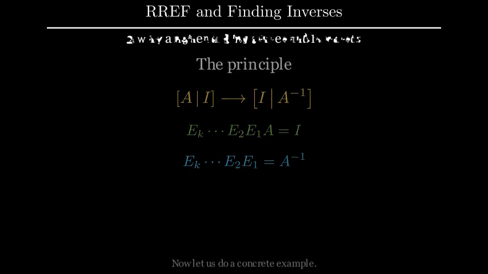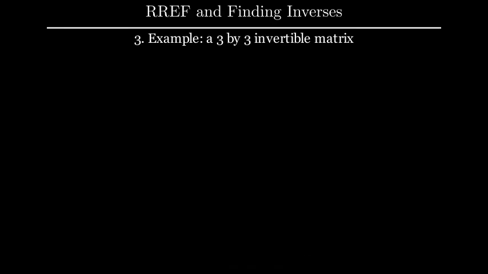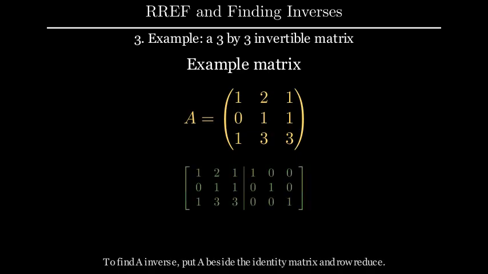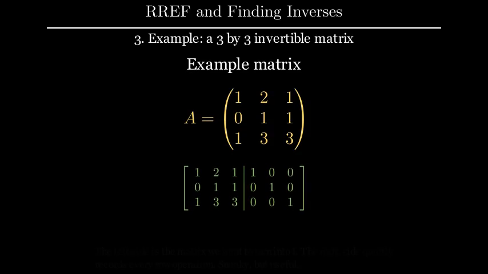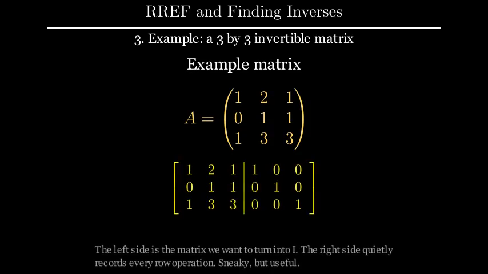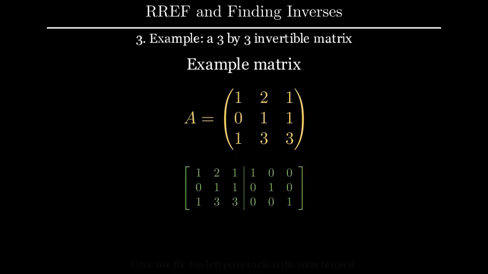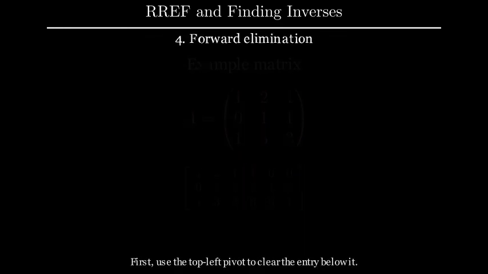Now let us do a concrete example. We will use this matrix A. To find A inverse, put A beside the identity matrix and row reduce. The left side is the matrix we want to turn into I. The right side quietly records every row operation. Sneaky, but useful.